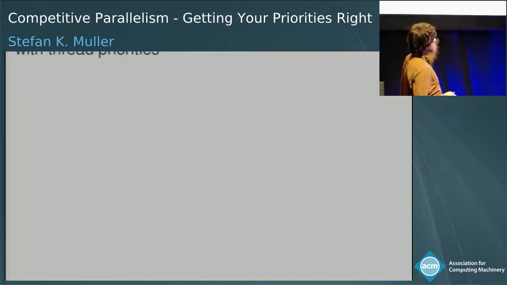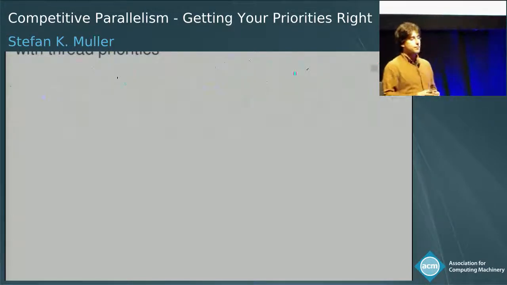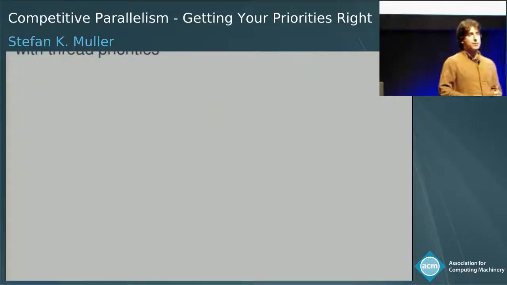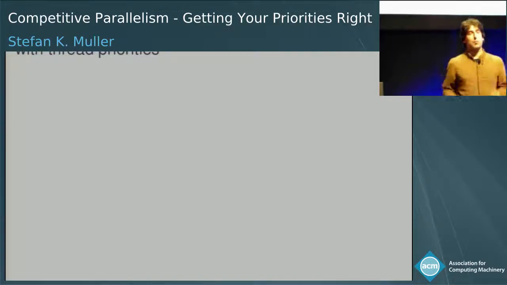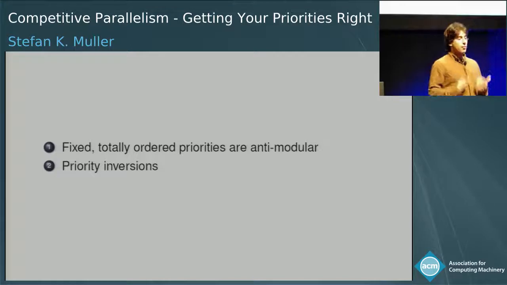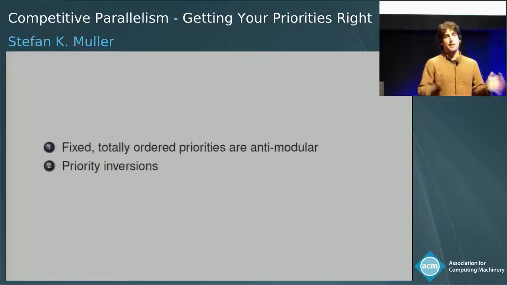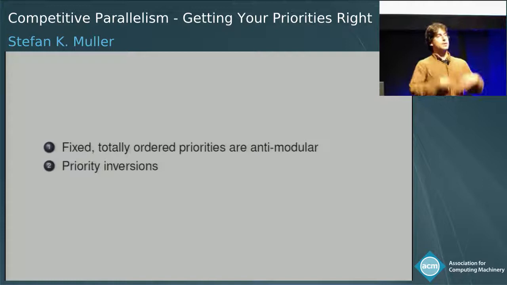So the goal of this talk, which is cut off at the top there, is to take these models of cooperatively threaded languages and add priority assignments to threads. So why is this hard? Why can't we just take any standard approach to prioritizing threads and add it to our favorite cooperative language? Well, these standard approaches have a couple of problems. First, most current approaches to prioritizing threads draw priorities from a fixed, totally ordered set, which is inherently antimodular for reasons that I'll talk about in a minute. And the other is the classic problem of priority inversions, which I'll also discuss.